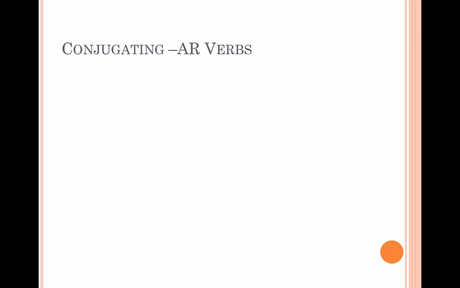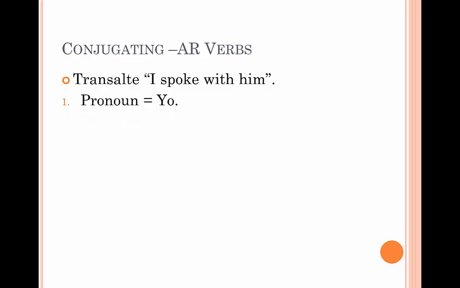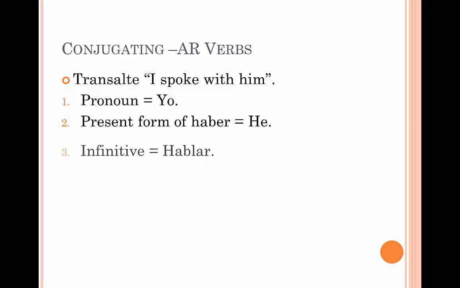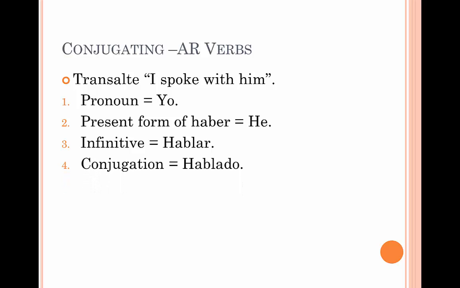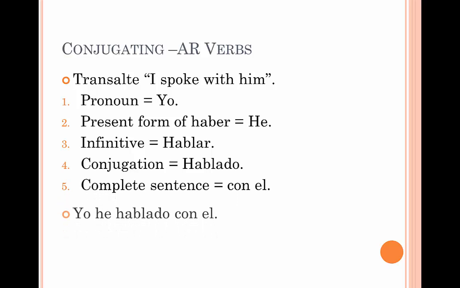So we're going to run through an example now. If we have to translate I spoke with him in the perfect tense, first we find our pronoun, which is yo. Then the present tense of haber. Then we have to find the infinitive for the verb we're talking about. In this case, it's spoke, so we use the verb hablar. Now, our conjugation is hablado. Then all we have to do is complete the sentence, and we're left with yo he hablado con él. Yo being the pronoun, he the present form of haber, and then habl as the stem, and then ado as a past participle. Quite simple.